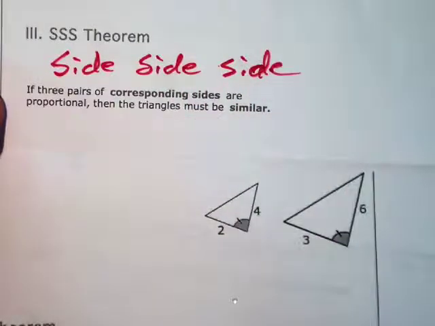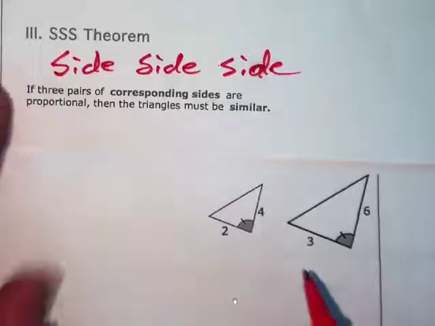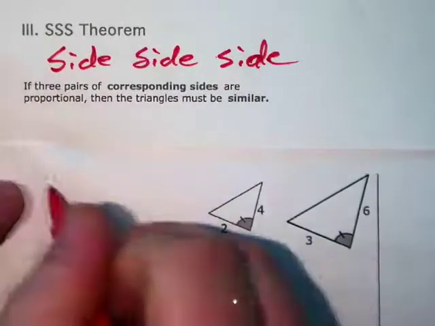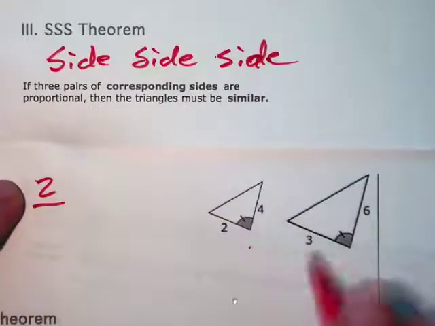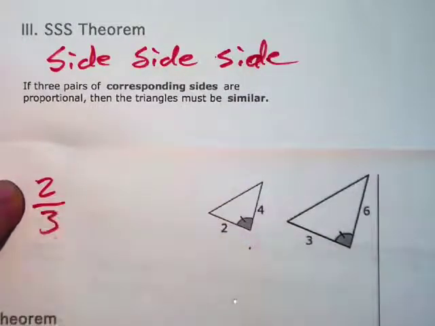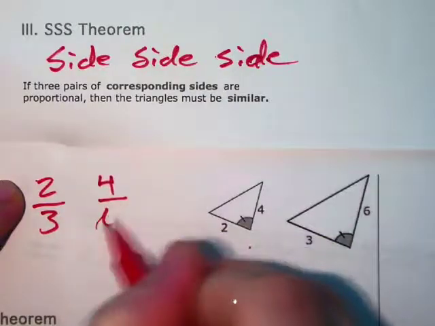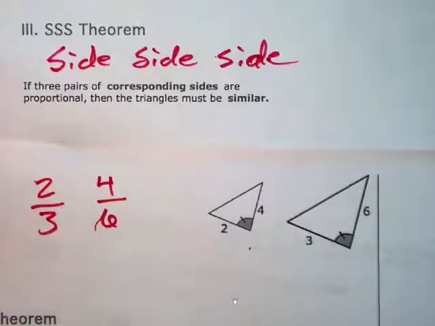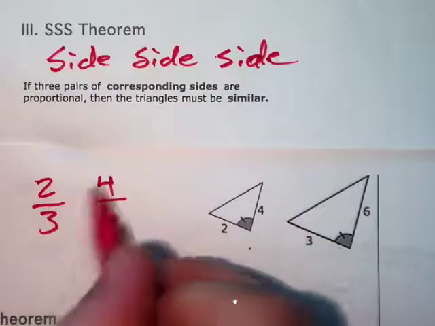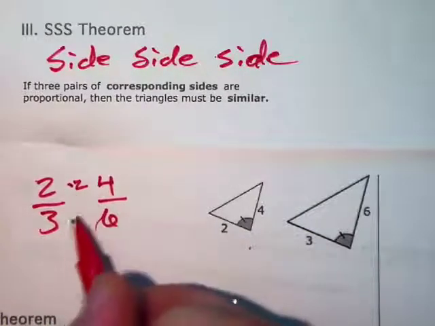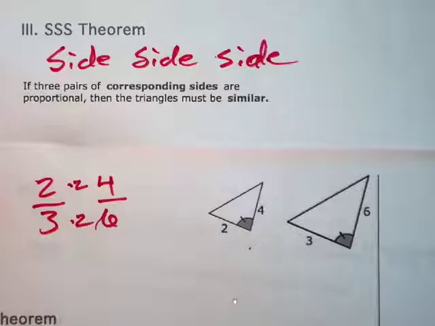Okay, so 3 sides. If 3 sides are all proportional, then all the angles must be proportional too. So for example here, 2 to 3. Okay, now is that the same thing as 4 to 6? Absolutely. Okay, because if we just times that by 2 and times that by 2, it's the exact same proportion.